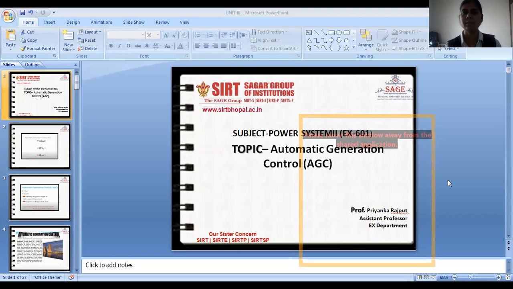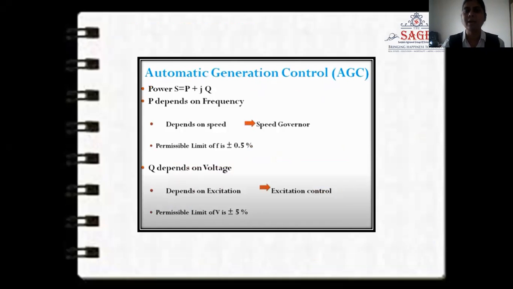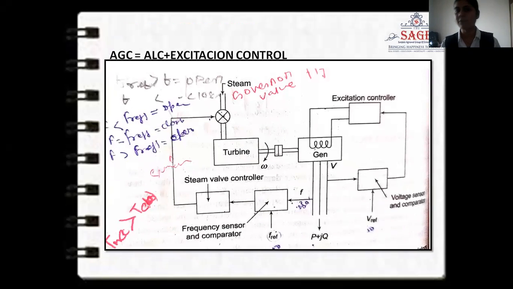Today we will discuss the subject of Power System 2, on the topic of Automatic Generation Control, Part 2. In the previous lecture, we already discussed what automatic generation control is, why it is required, and how it will be controlled. Today we will discuss AGC, which means AGC is equal to automatic load control plus excitation control. It's a basic diagram of AGC.